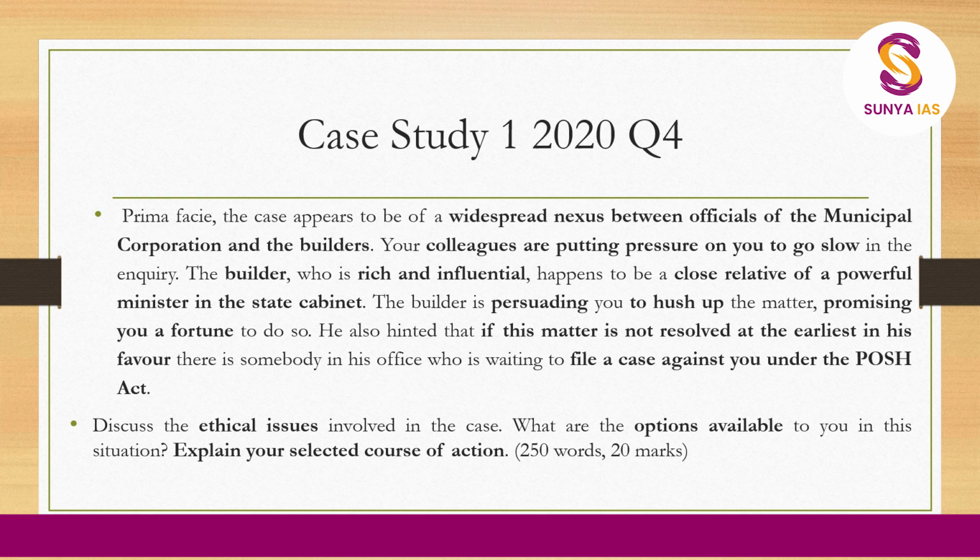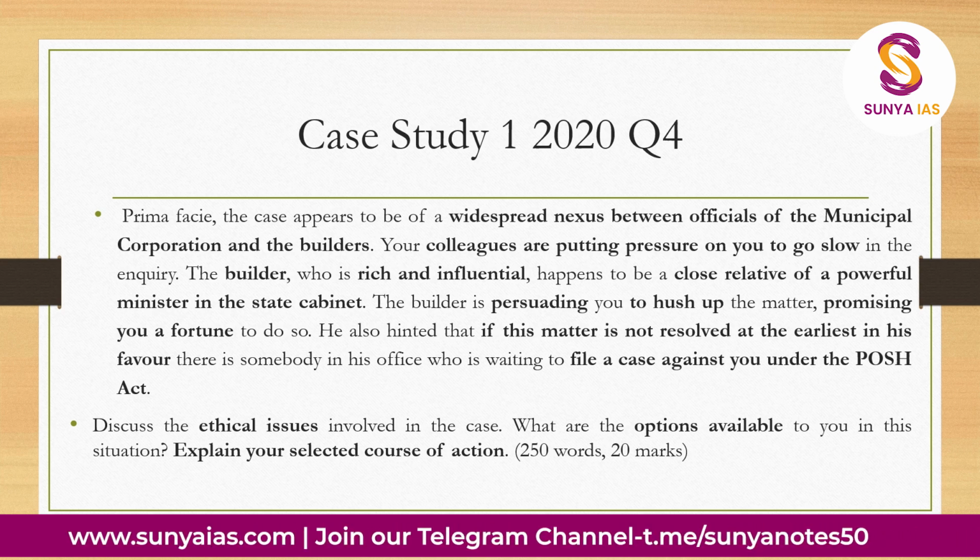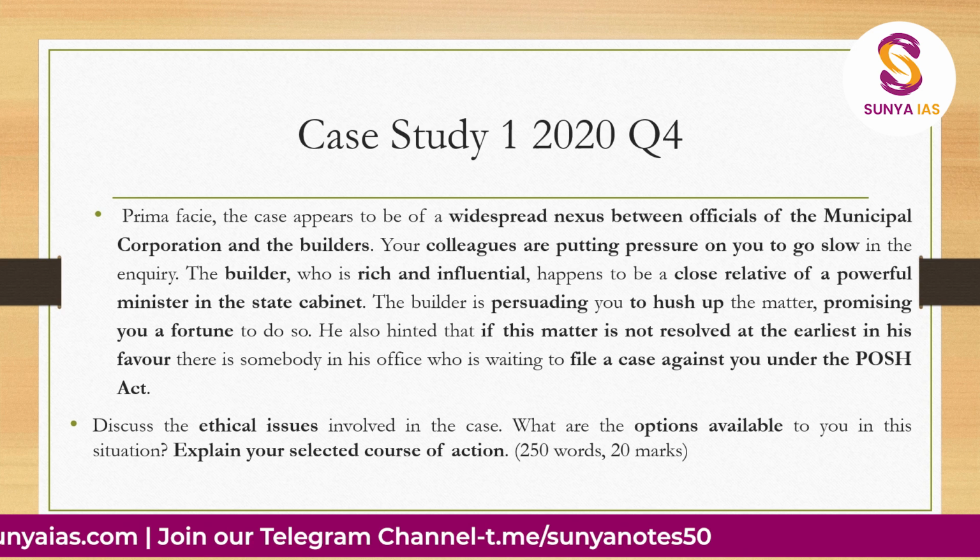So now questions that have been asked are three. In a 20 marks question, if there are three questions asked, it means you should be writing around 6 to 7 points in each subpart of the question, right? So the first one is discuss the ethical issues involved in the case. Second is what are the options available to you in this situation. And the third one is explain your selected course of action, right?